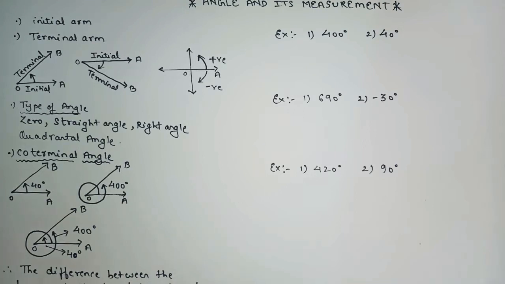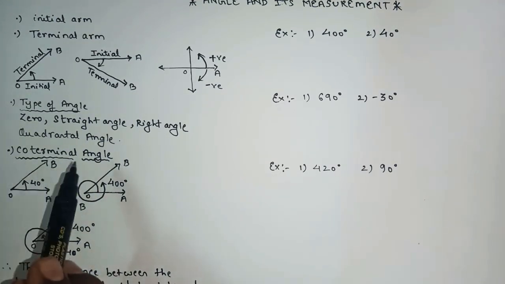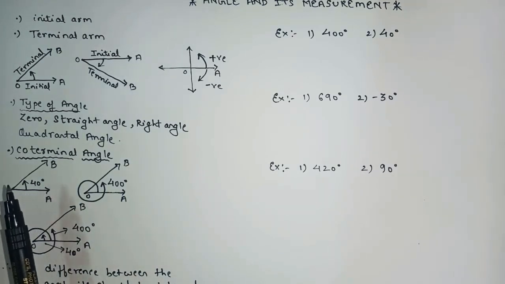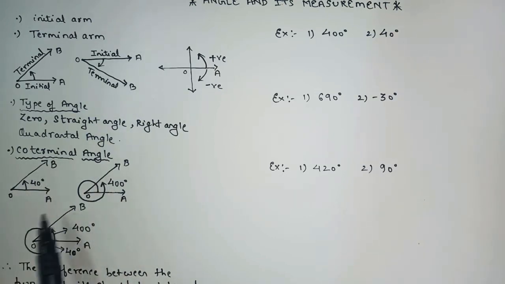So two directed angles are called coterminal when we can place one angle on another in such a way that their initial arm and terminal arm coincide.